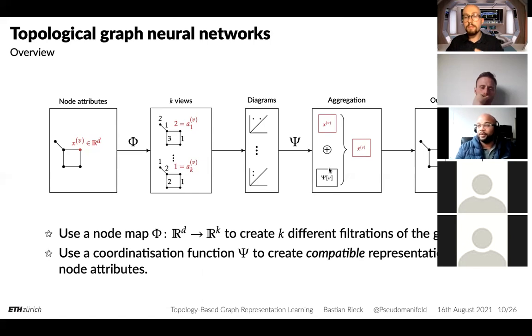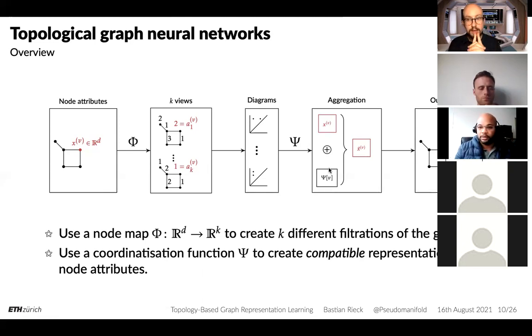Yes, but I was wondering if, for example, you have different numbers of connected components in the diagrams, do you take the maximum number of connected components and then fill with zeros or something like that? Oh yeah, I should stress that's an excellent question.